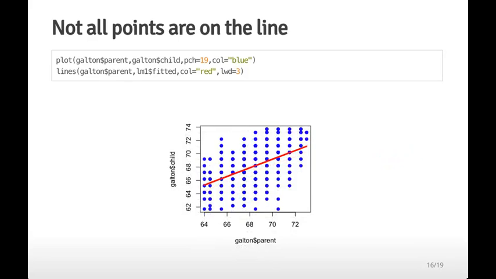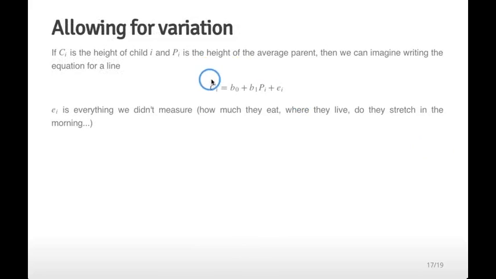And so we can make this equation a little bit more complicated, but not too much more complicated, by saying, okay, here's the equation for a line, the intercept term plus the slope times the parent height. And we've added what we're calling an error term here, where again, remember, e_i represents everything we didn't measure. It could be just measurement error, they didn't measure the heights very well, or it could be we didn't know how much a particular child was eating, where they lived, whether they stretch in the morning, whether they're healthy or sick, and all of that information might contribute to the child's height above and beyond what we know about the parent's height.